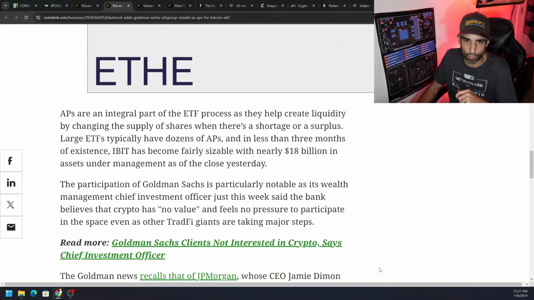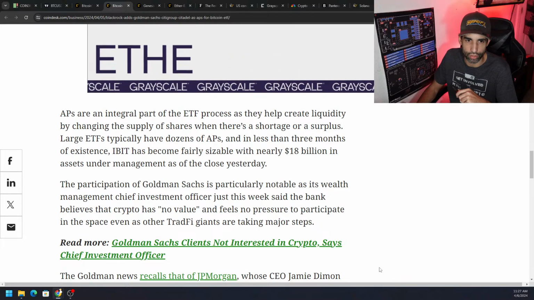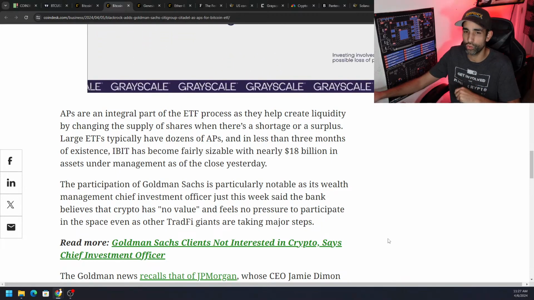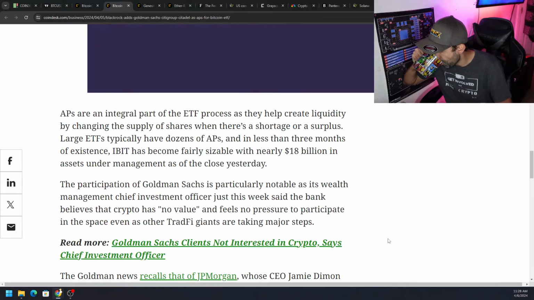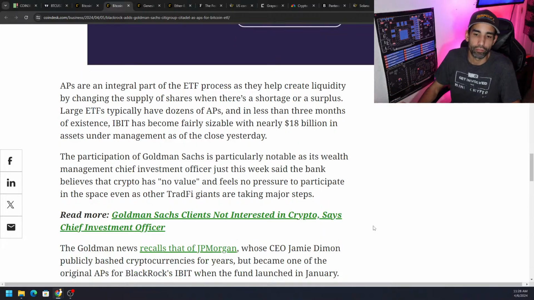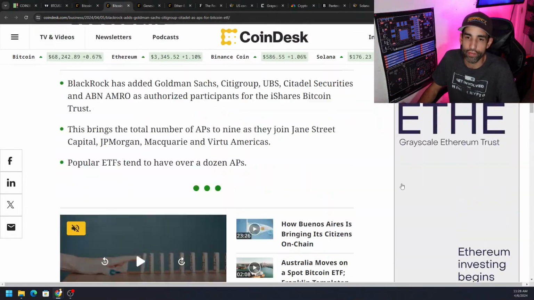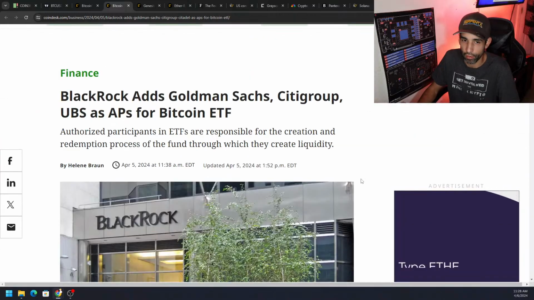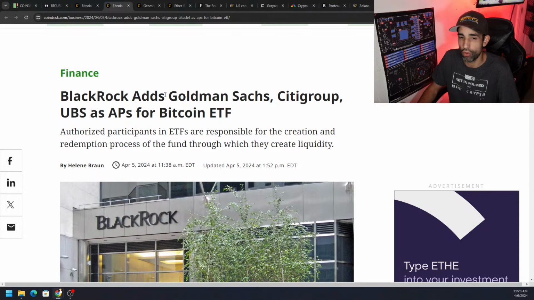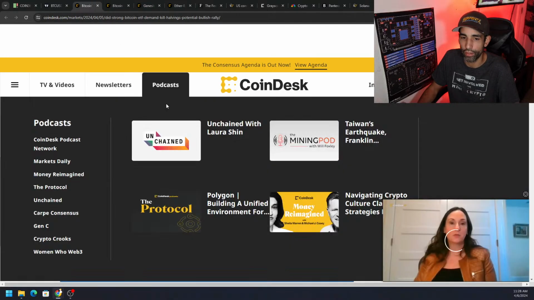APs are an integral part of the ETF process as they help create liquidity by changing the supply of shares when there's a shortage or a surplus. Large ETFs typically have dozens of APs. In less than 3 months of existence, IBIT has become fairly sizable with nearly $18 billion in assets under management as of close yesterday. So BlackRock continuing to grow. They're talking about the Ethereum ETF, but long story short, ETF demand is still there.